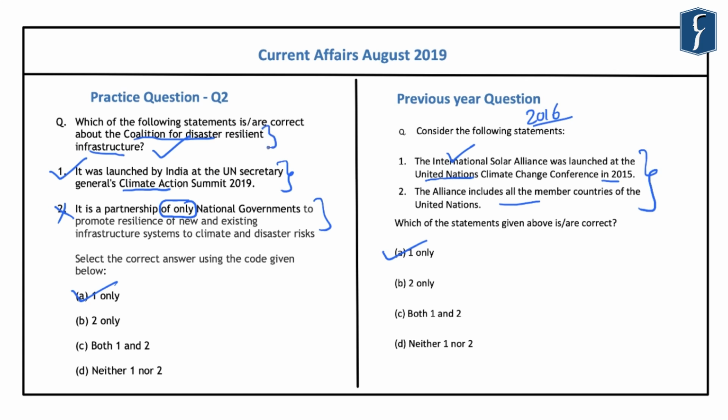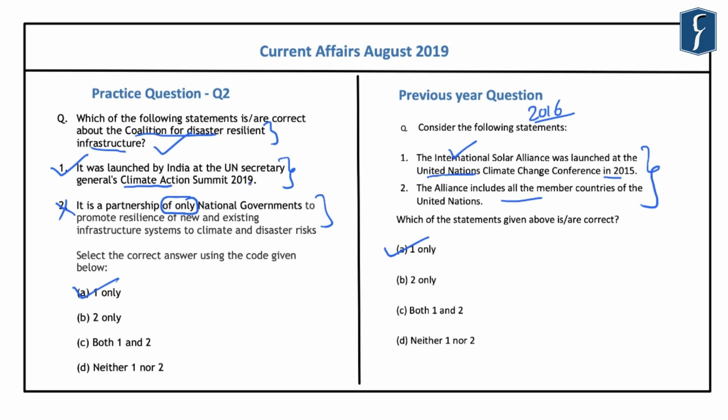So these are a few important points regarding the Coalition for Disaster Resilient Infrastructure, and to read more about this initiative, you should go through the Focus magazine of September month of 2019. So an important takeaway from this discussion is that any international initiative where India is instrumental in its formation is important for us from the preliminary examination point of view.